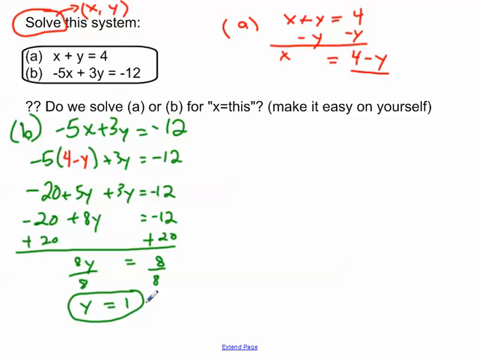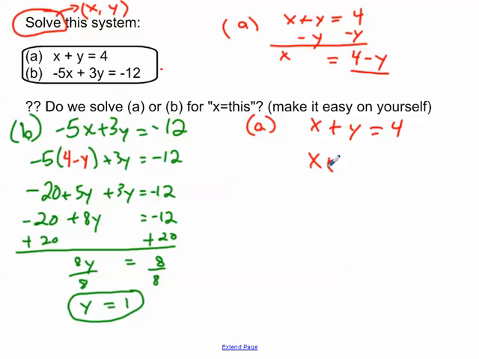So we know what y is. We don't know what x is. So you can now take your y value into either one of these equations and solve for x. It doesn't matter which one it goes into, but the easier one is probably A. So I would start with A and say, well, here's my A, x plus y equals 4. Y equals 1? All right, well, substitute in y equals 1.